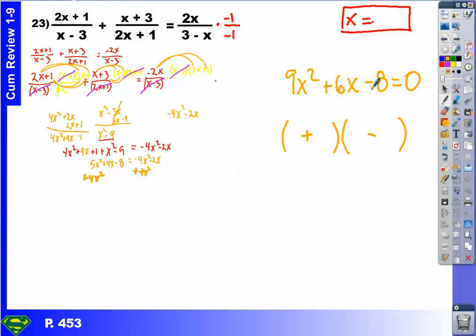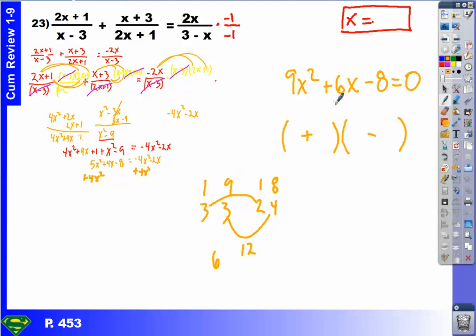So my possible factors for 9, I have 1 and 9 and 3 and 3. My possible factors for 8 are going to be 1 and 8, 2 and 4. So my question is, can I multiply two of these numbers together to get a number larger than 8 and subtract it down to 6? 3 times 4 is 12. 3 times 2 is 6. 12 minus 6 is? 6. So this is going to work out just fine for us.